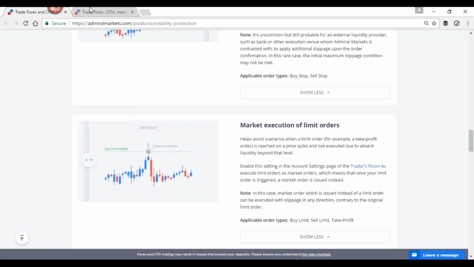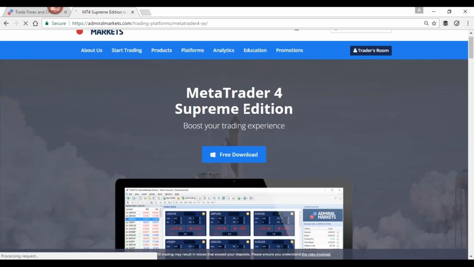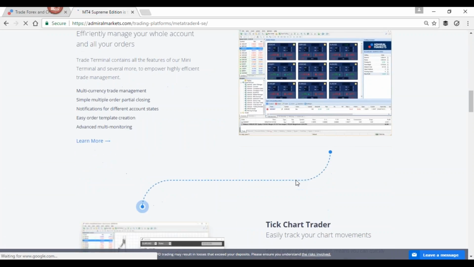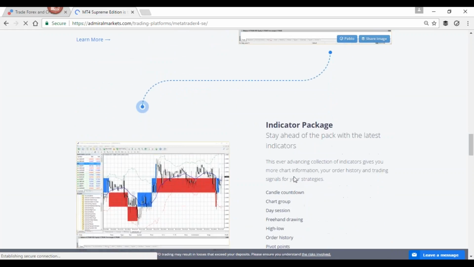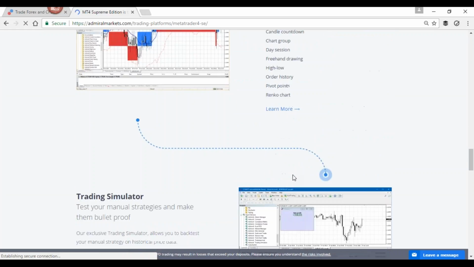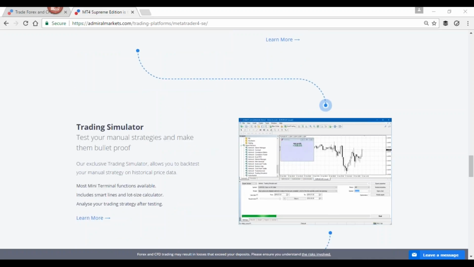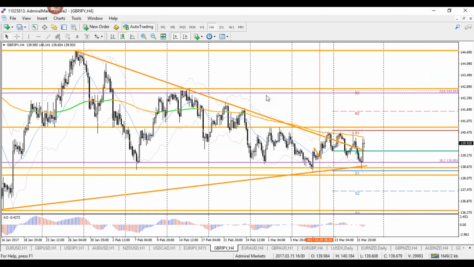All right. So besides the volatility settings, you can also use the MetaTrader 4 Supreme Edition. There are a ton of extra things in that SE, as we've talked about before, such as mini terminal, trade terminal, tick chart trader, stay connected, indicator package, which I use, the pivot points for instance, and the Keltner trading simulator. So a lot of extra things to make the life of a trader easier.